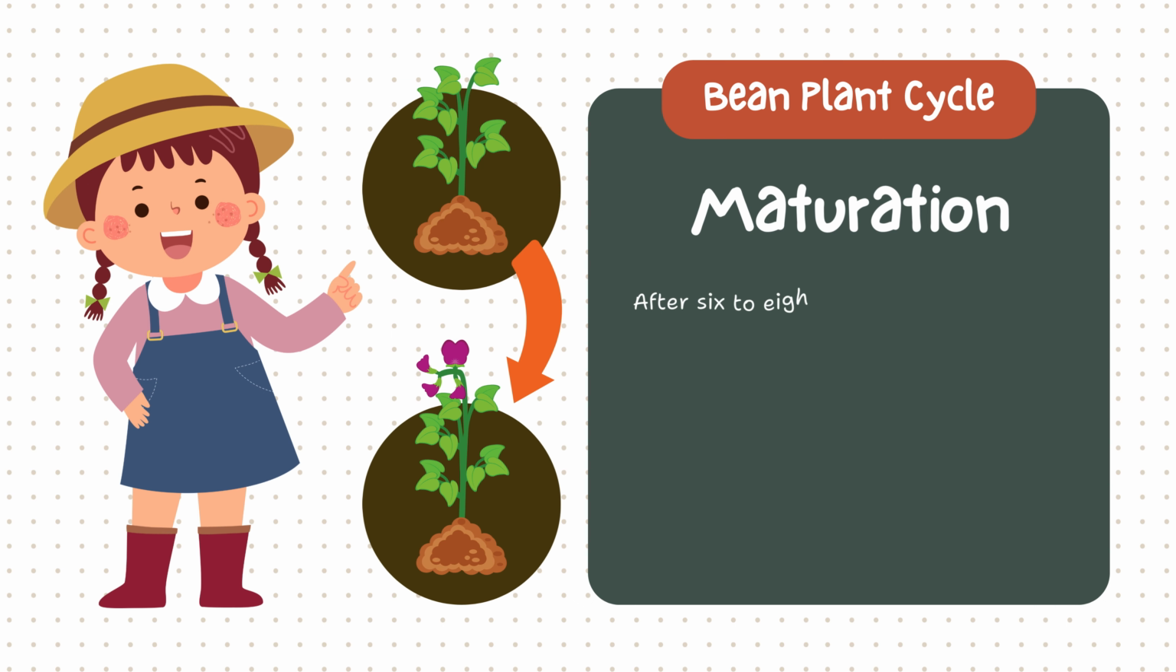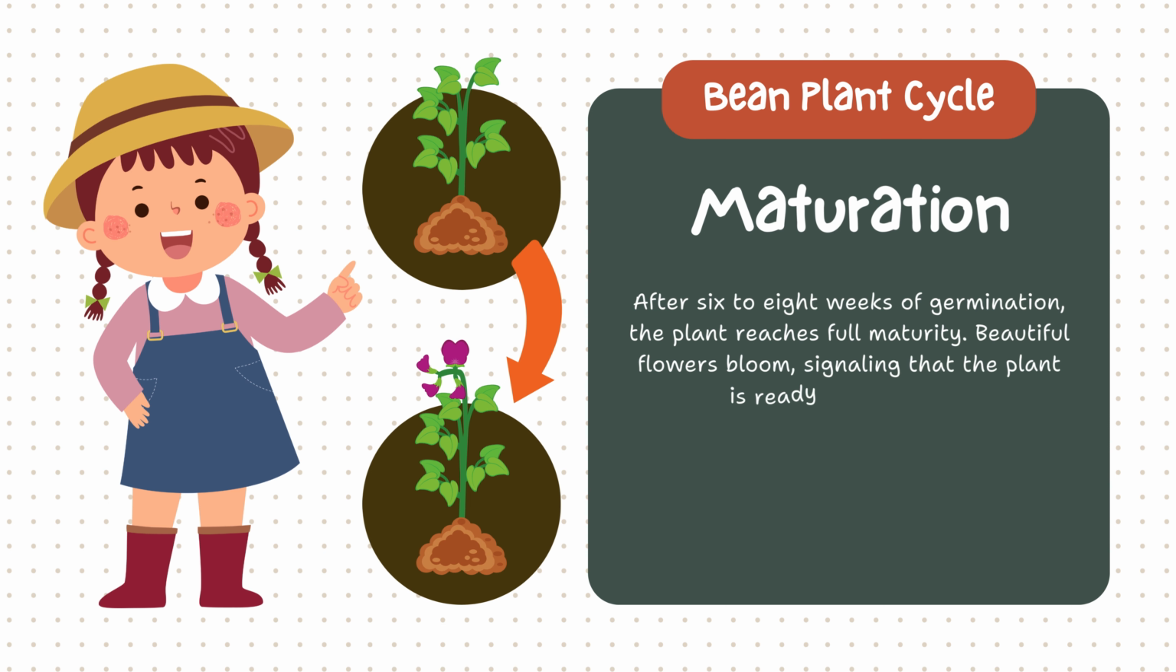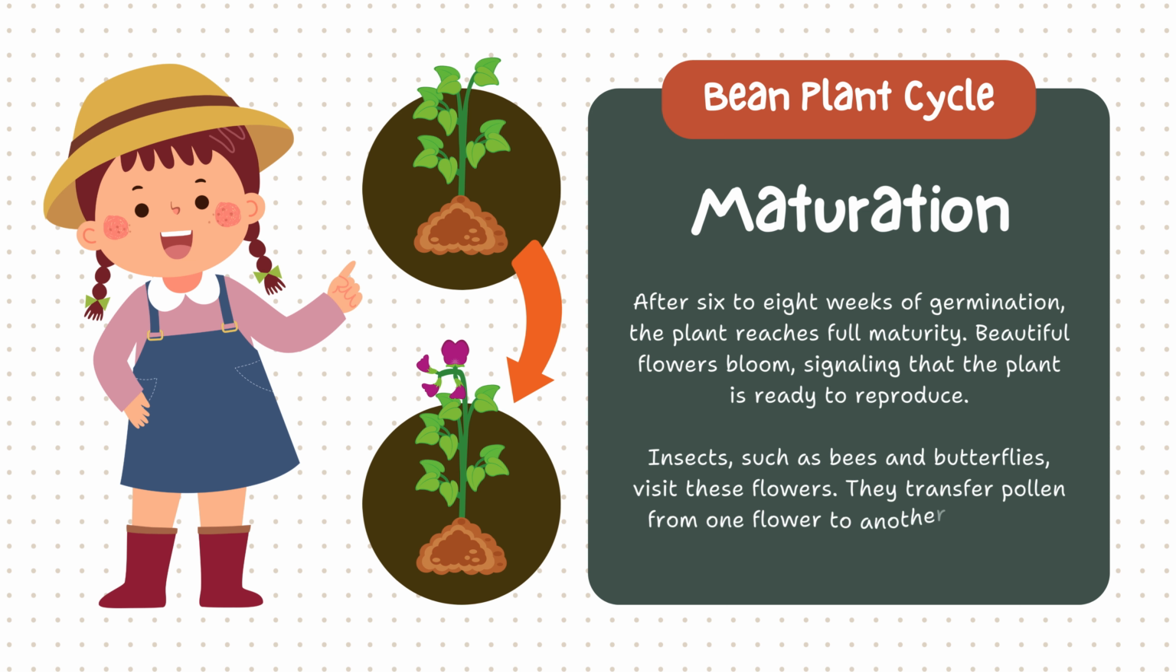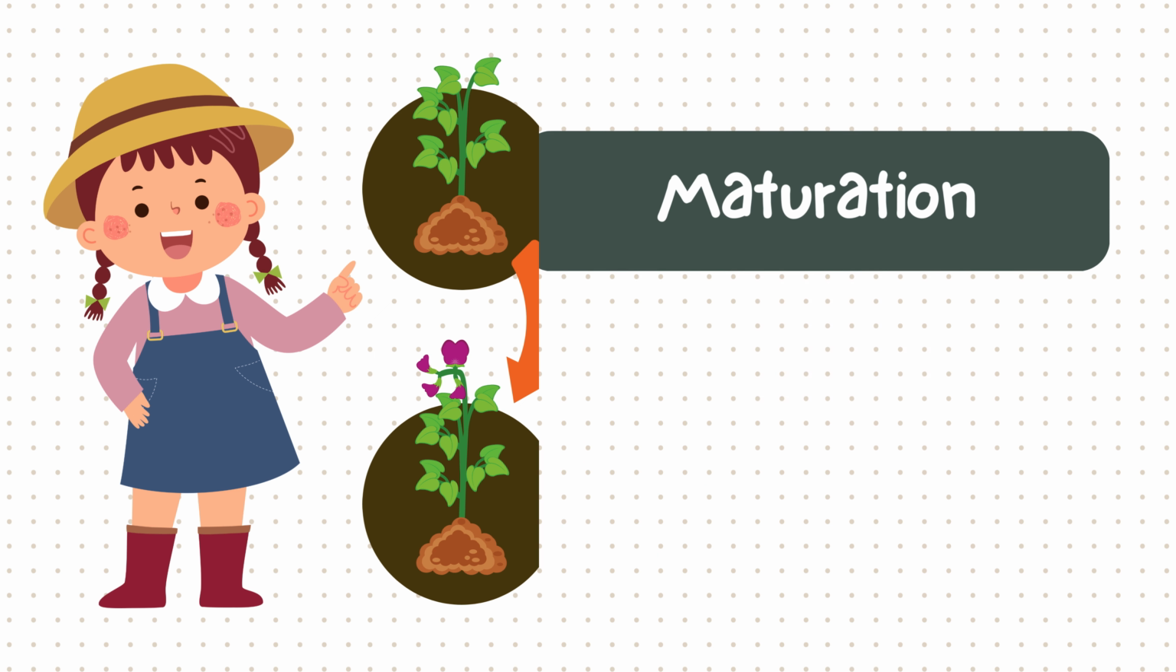Maturation. After 6 to 8 weeks of germination, the plant reaches full maturity. Beautiful flowers bloom, signaling that the plant is ready to reproduce. Insects, such as bees and butterflies, visit these flowers. They transfer pollen from one flower to another, enabling fertilization.